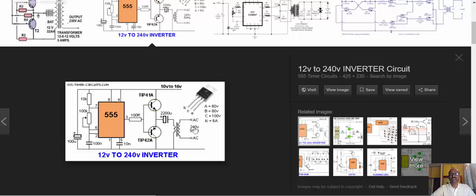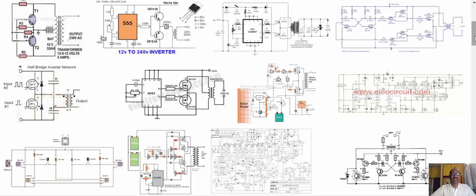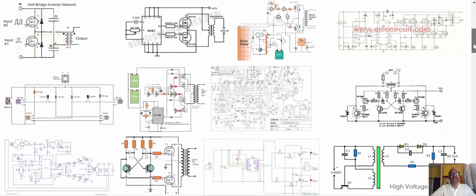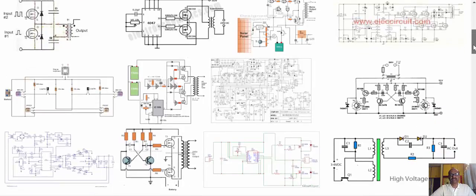So far, in fact, whatever we have discussed, they are all square wave inverters. They are never sine wave inverters. So on the internet, actually, you will not find a free sine wave circuit because they are in fact pretty expensive, and they are proprietary circuit diagrams, so you will not get them here.